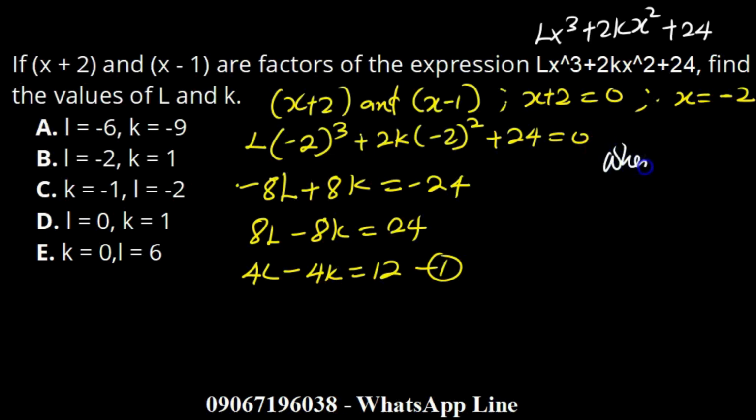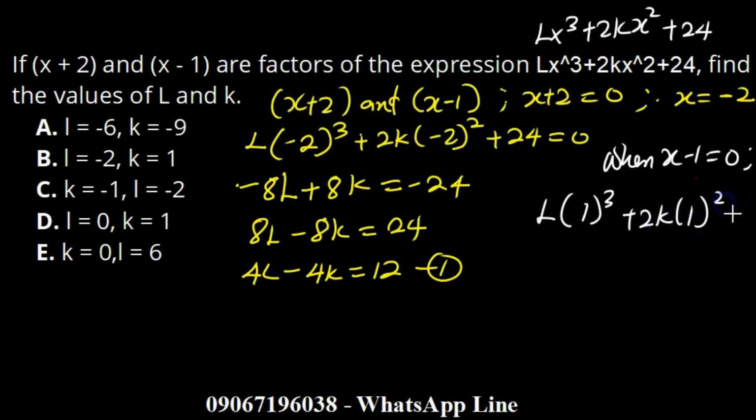All right, so we do the same thing for the other factor. Now when x minus 1 is equal to 0, therefore x is equal to 1. So if we go ahead and do that, you're going to get L times 1 cubed plus 2k times 1 squared plus 24 is equal to 0. So this is going to give us L, take note of that, and then 1 squared is 1. So what we need to do here is move on. This is going to give us L times 1.